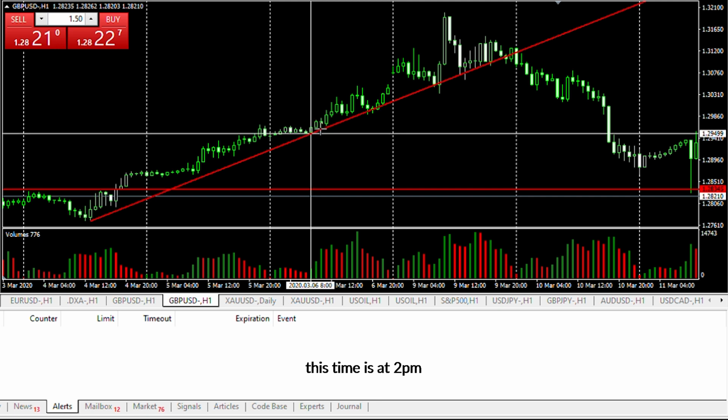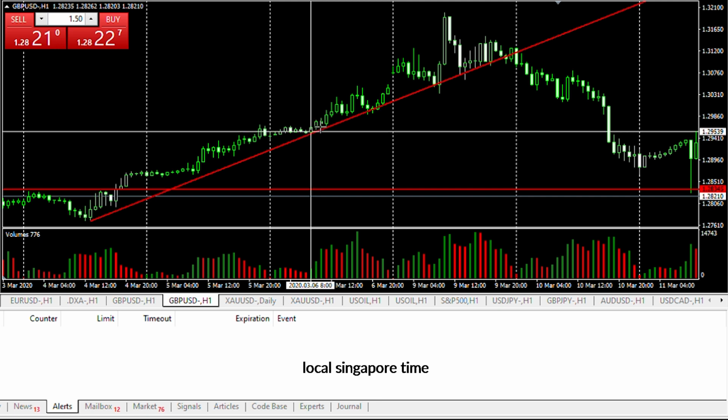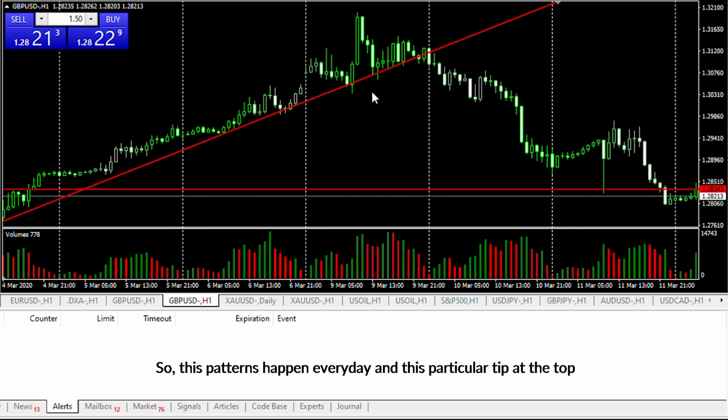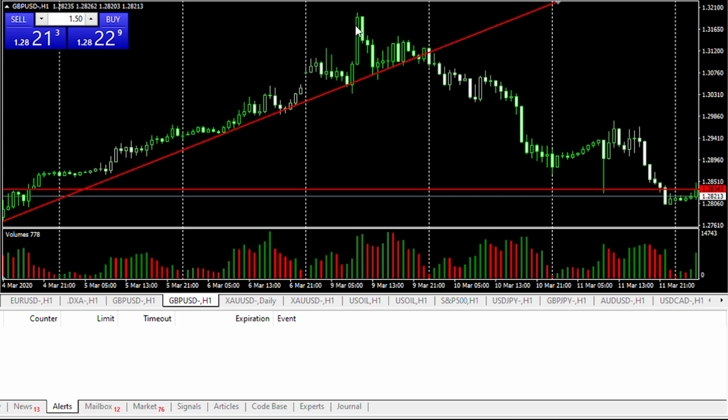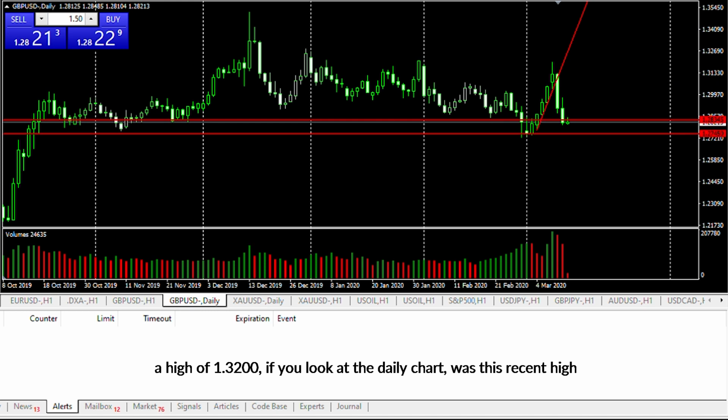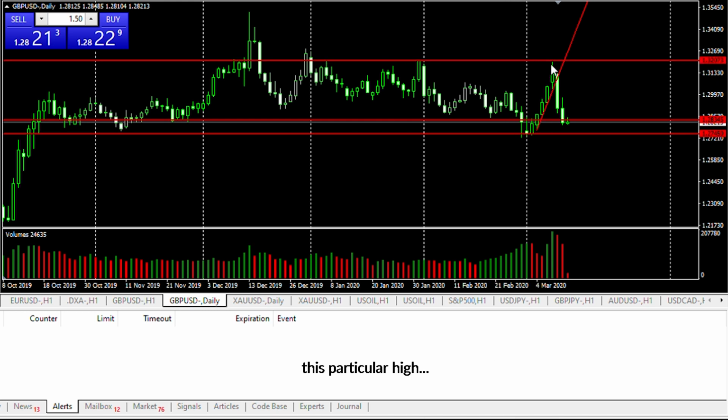Again, volume rises again. This time it's at 2 p.m. local Singapore time, and it punches up another 80 pips. Okay, so this pattern happens every day, and this particular tip at the top, a high of 1.3200, if you look at the daily chart, was actually this high. Okay, this particular high. So on the daily chart, we can see that it's going up for 1 day, 2 days, 3 days, 4 days, 5 days straight.